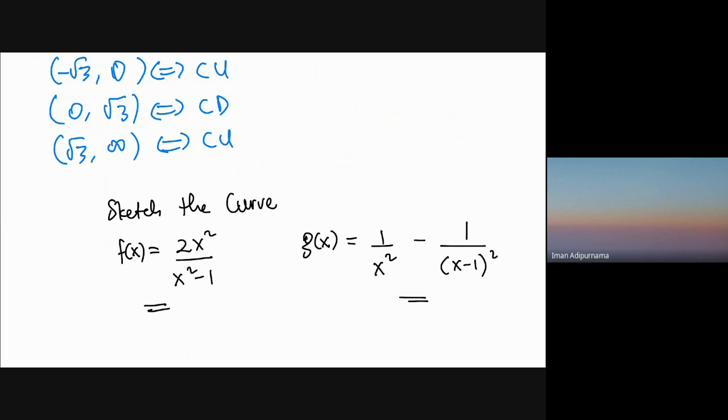And second, you can check the g: 1 over x squared minus 1 over x minus 1 squared. Okay, check this. The right part here, I think, is a little bit more difficult than the left one. But check with your own. And then I will discuss this next week.